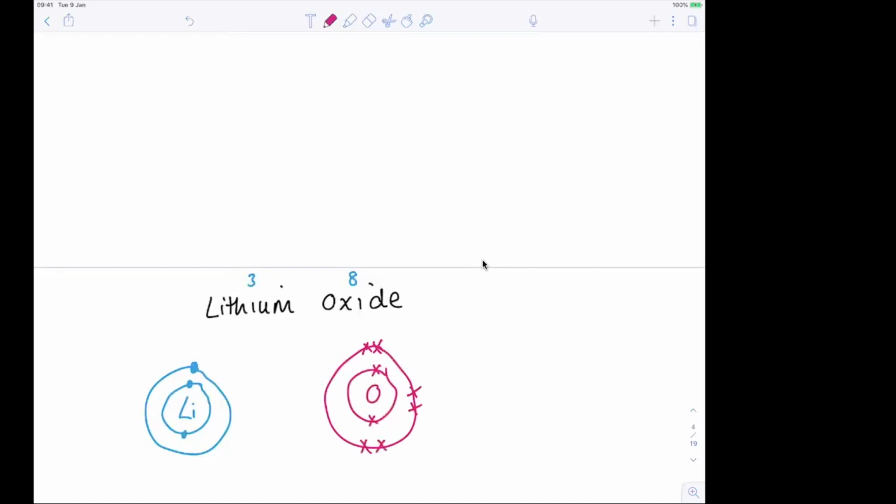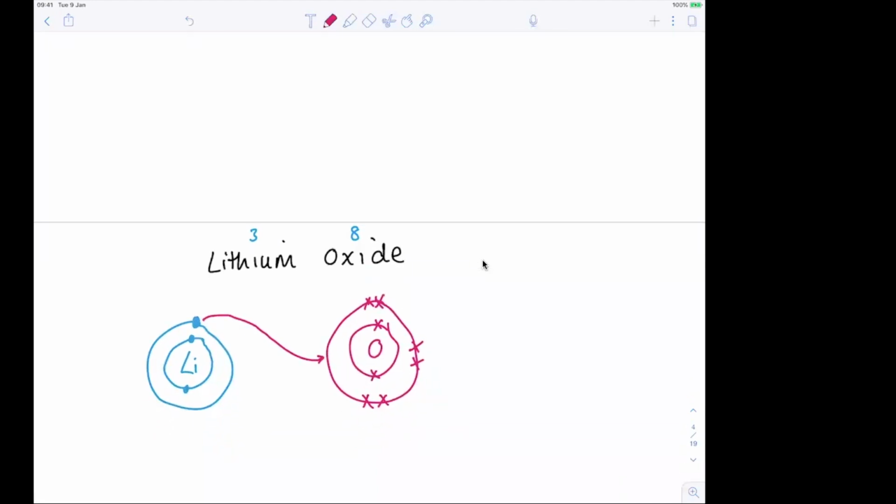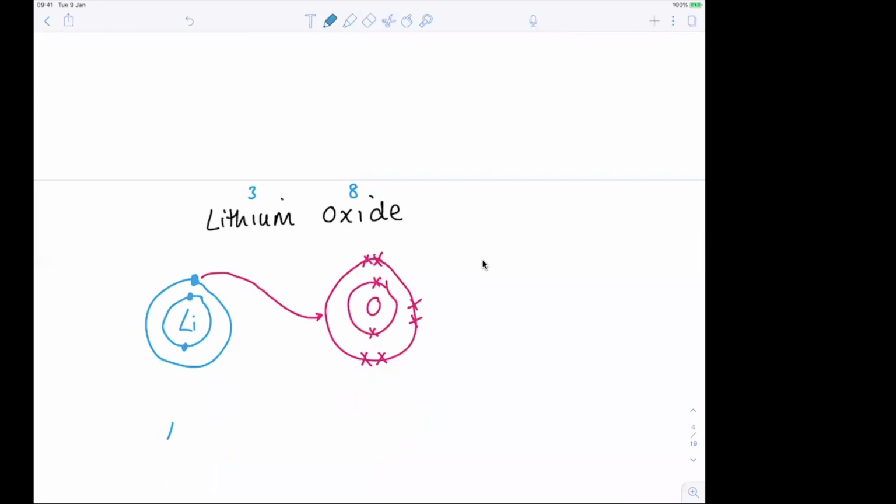Okay, so I'm hoping you can spot a problem with this one in that lithium only has 1 electron to give away. So that electron is happy to transfer itself to oxygen, but sadly for oxygen, it's still only got 7 electrons and it needs 8. So in this situation, just draw another lithium. It's absolutely fine to bring in a second atom of lithium if it's what you need.